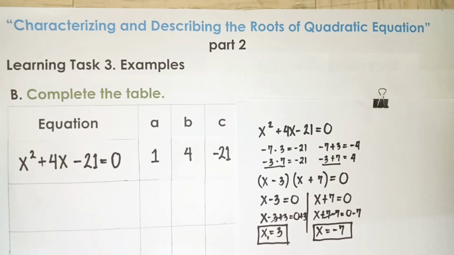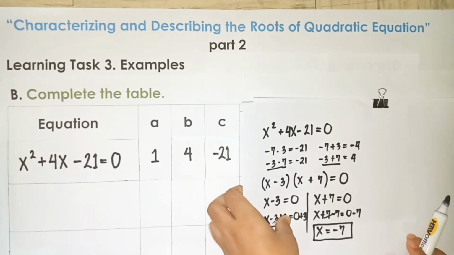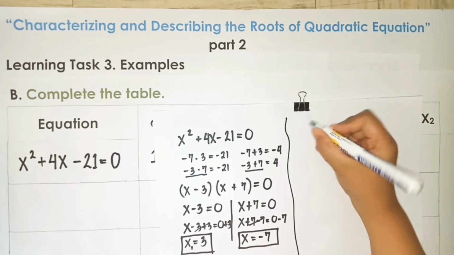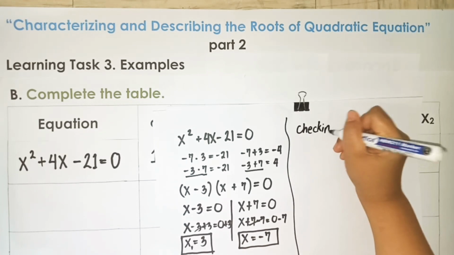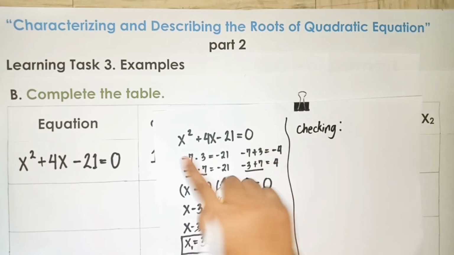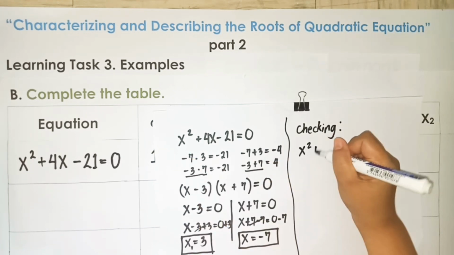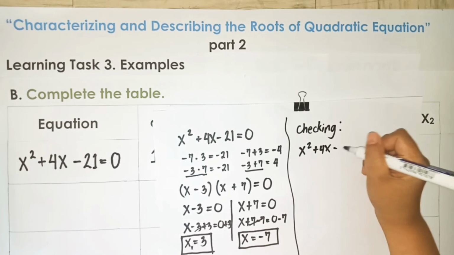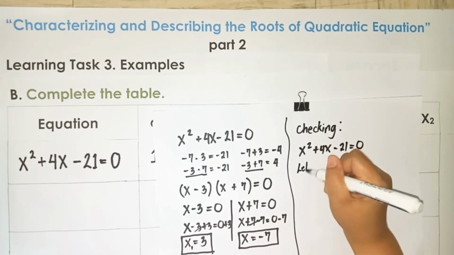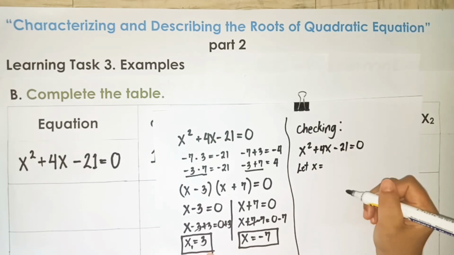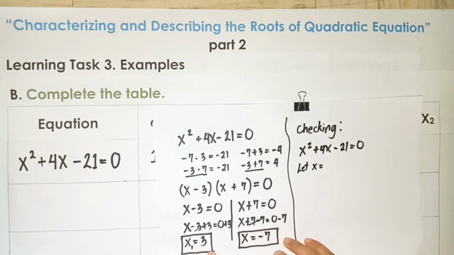Okay? So, by the way, you can do checking, if you want to check, by substitution. So, let me show you how to check your answer. We have the original equation, x squared plus 4x minus 21 equals 0. Let x equals positive 3.